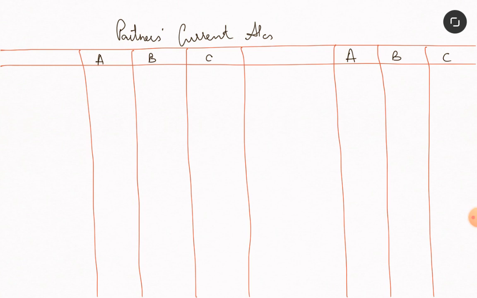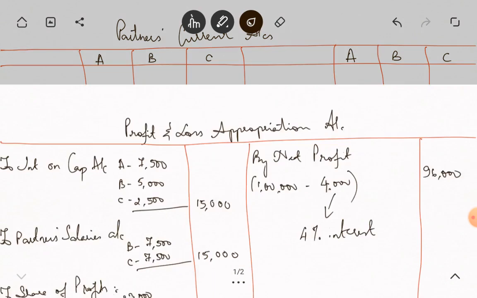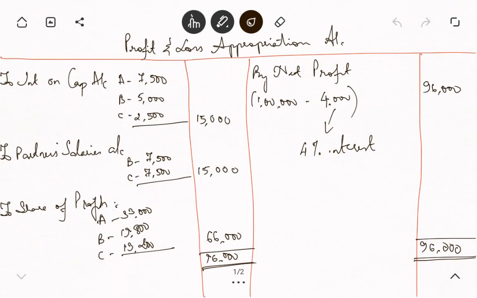But under this situation, we will not have a current account balance if it's not mentioned in the question. In the question, they have only given us capital account. They have not mentioned a current account, so we cannot use the capital account balance to record in the partners' current account. We just have to record all of those changes that we've made with regards to your partners' account. We can see these changes in your profit and loss appropriation account.